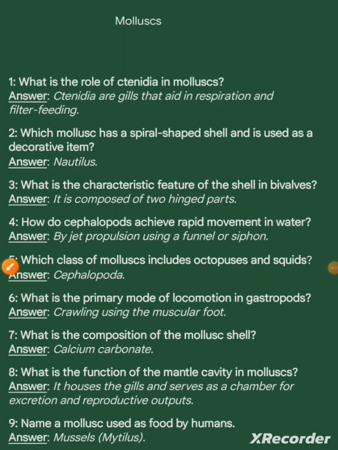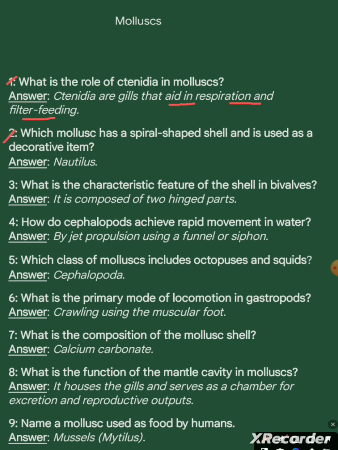Hello everyone. Today we will study mollusks. Question 1. What is the role of Ctenidia in mollusks? Answer. Ctenidia are gills that aid in respiration and filter feeding.